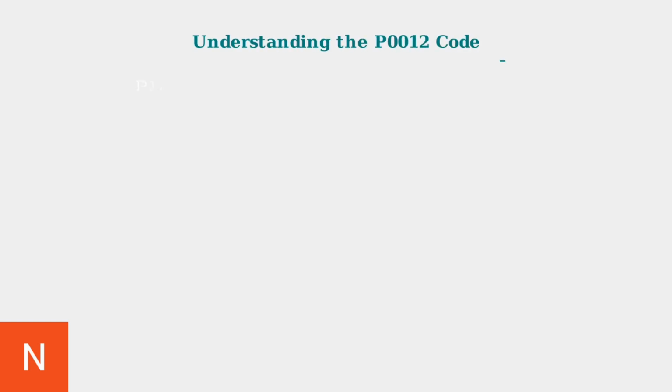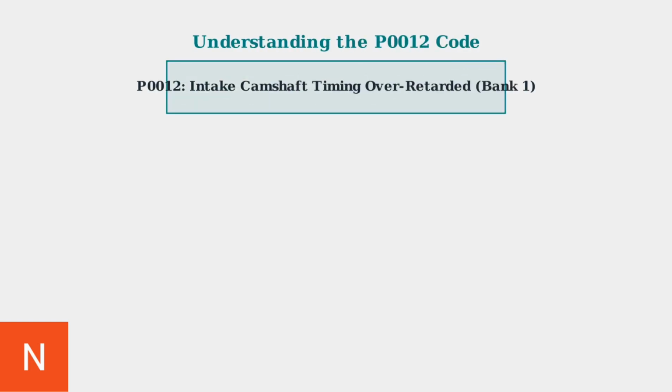The P0012 diagnostic trouble code indicates a specific timing problem in your engine. This code means the engine control module has detected that the intake camshaft timing on bank 1 is more retarded or delayed than the desired position.